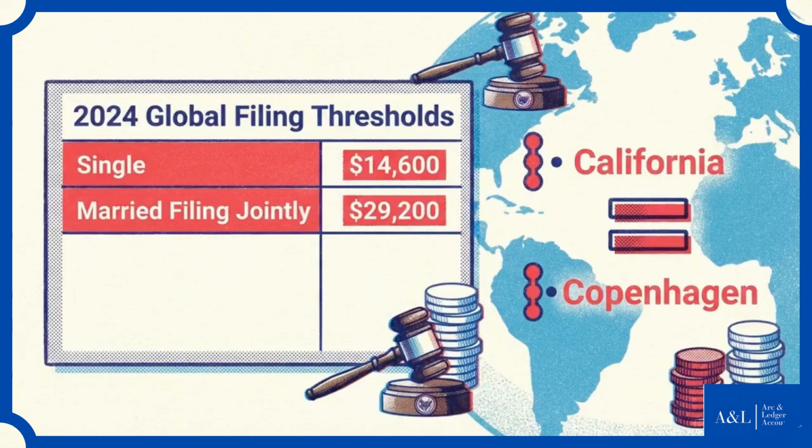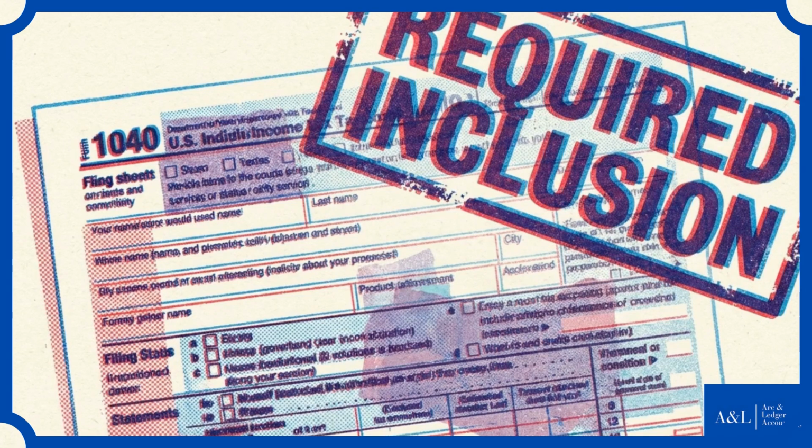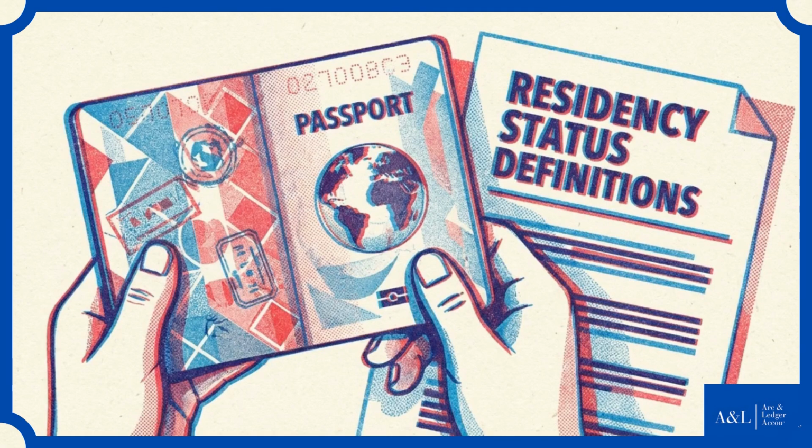This table outlines the 2024 filing thresholds. The gross income requirements remain identical whether you live in California or Copenhagen: $14,600 for single filers and $29,200 for married couples filing jointly. The IRS definition of gross income includes all global earnings, even the foreign income you intend to exclude from taxation later on your return. For non-citizens, tax liability begins with the definition of a resident alien.